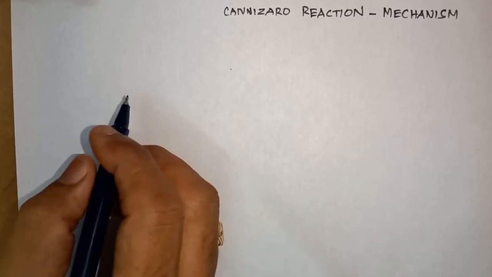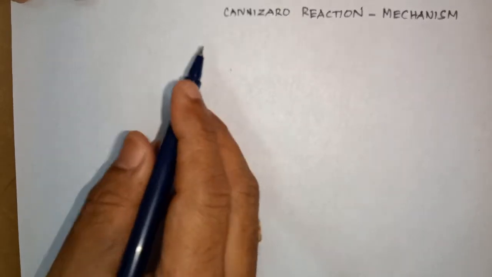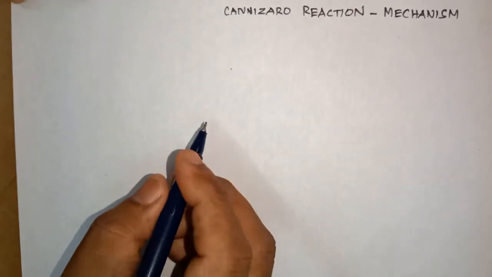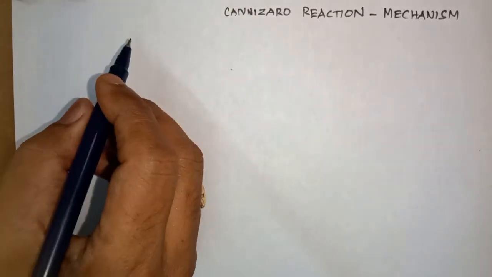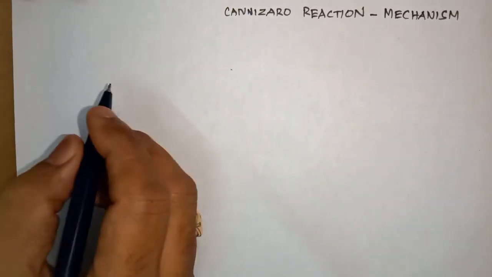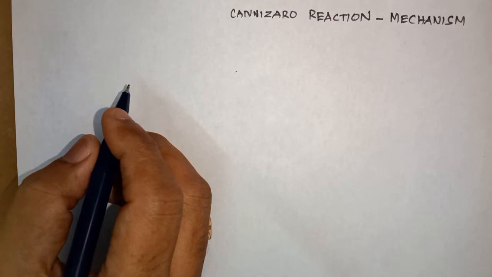Welcome to my channel. In this video I teach you the Cannizzaro reaction and its mechanism. The Cannizzaro reaction is a reaction in which aldehydes that do not contain alpha hydrogen atoms are involved.